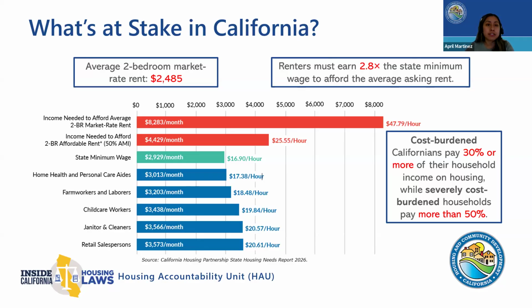As the graph on the left shows, this implies that Californians, mainly home health and care aides, farm workers, childcare workers, sanitation workers, and retail workers are severely cost burdened. A household is considered cost burdened if they pay 30% or more of their household income on housing costs, and severely cost burdened if they pay more than 50% of household income on housing costs.